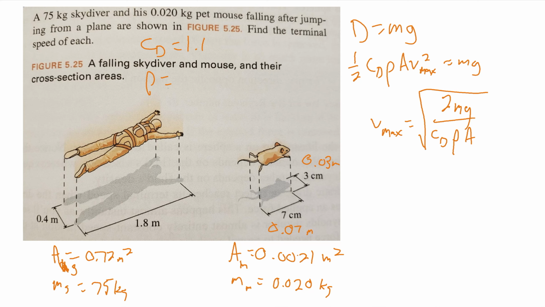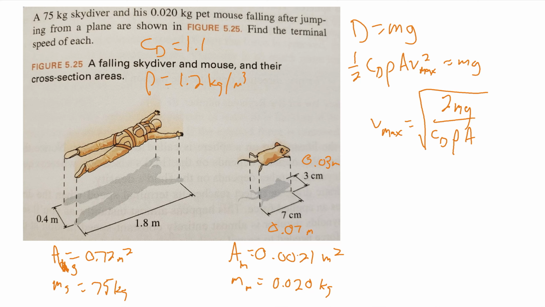Does it matter which one we use? Because we're not at sea level. Where are we? Air. I think it's just from a plane. What do you think? You jumped out of the plane. Yeah, it's just 1.2. 1.2 what? Kilograms per meter cubed.